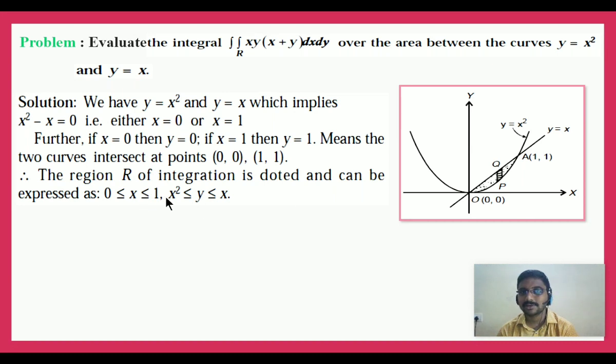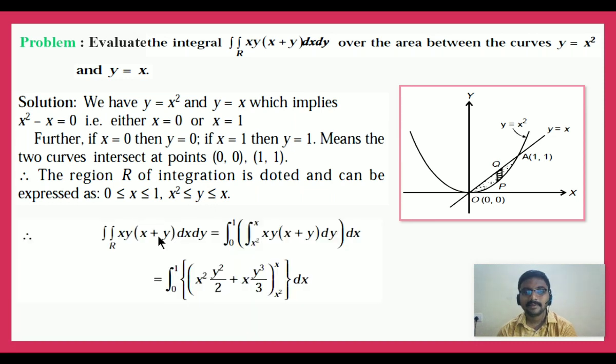So x limits should be constant. According to the strip, the lower part of the strip touches y equal to x square, so x square is the lower limit, and the upper part of the strip touches the line y equal to x. Thus the y limits are obtained. The y limits should be in terms of x. Substituting the y limits and the constant limits, we then resolve the double integration.